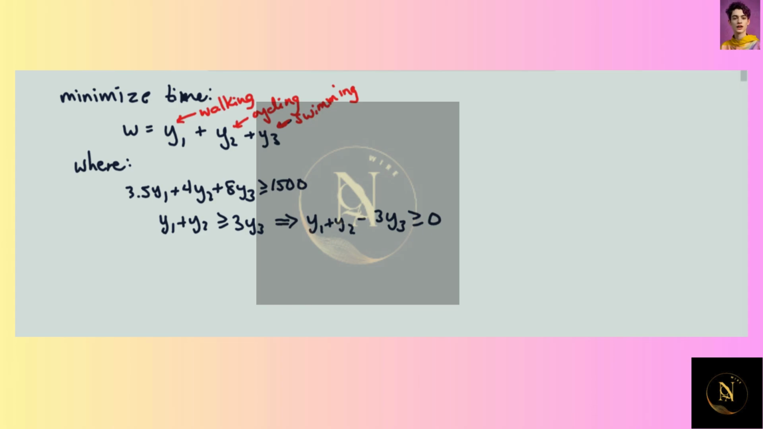And we're also told she wants to spend at least 30 minutes a week walking. Walking is y sub 1, so that's going to be greater than or equal to 30. Okay, so 3 criteria and her minimization equation. This is what we're trying to solve. Like I said, it is marked as a technology problem.